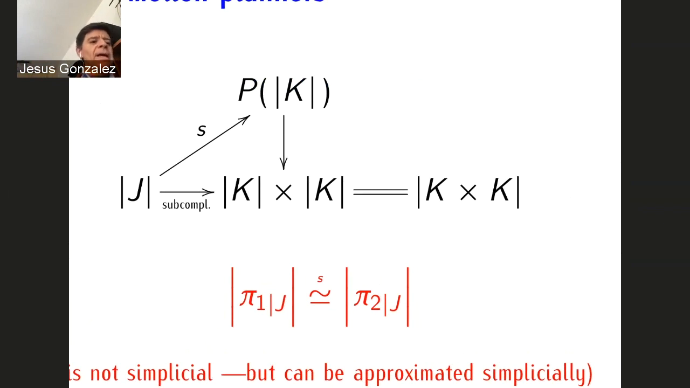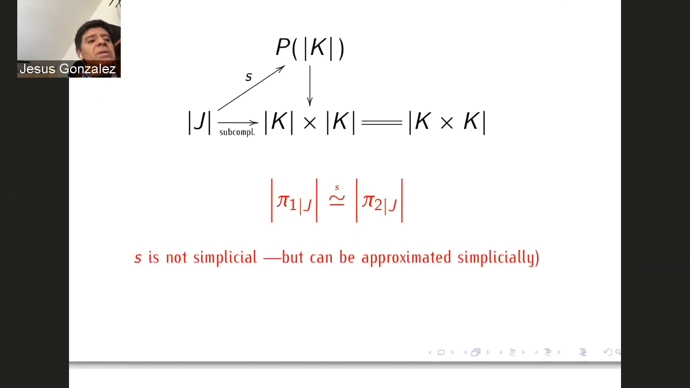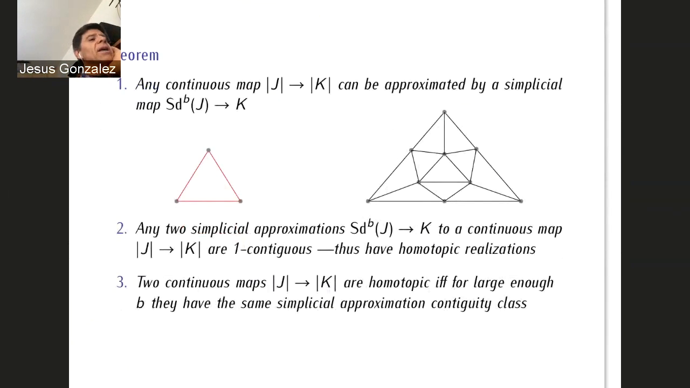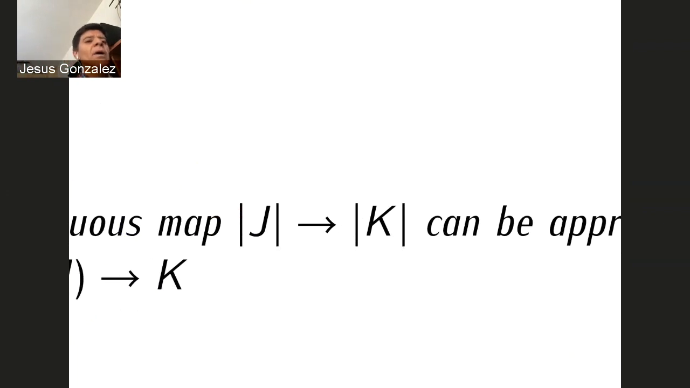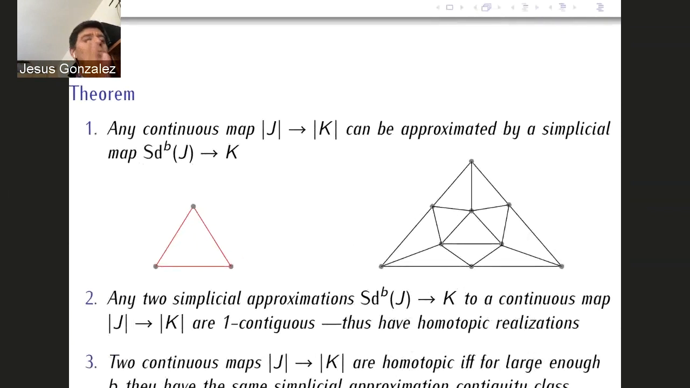the two projections. Now, of course, a homotopy doesn't have to be simplicial, but after all, a homotopy is a map. And one thing that I learned from Nesa some years ago was that maps, just as spaces, can be approached simplicially. So let me review what the main theorem behind all this is. Suppose you have two simplicial complexes, J and K, and you have a continuous map between the topological realizations.